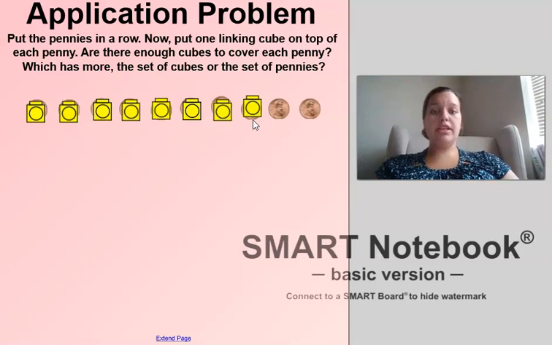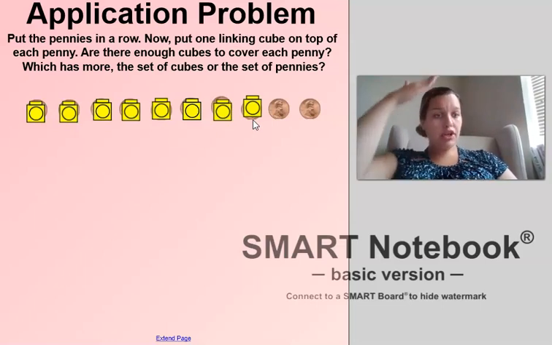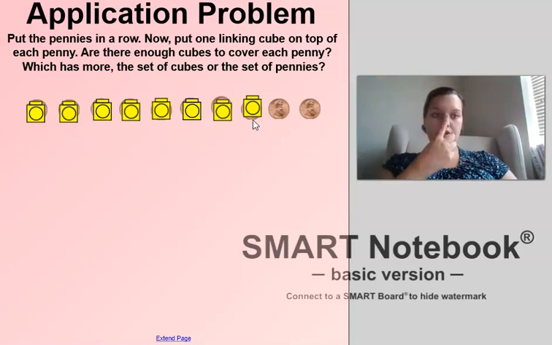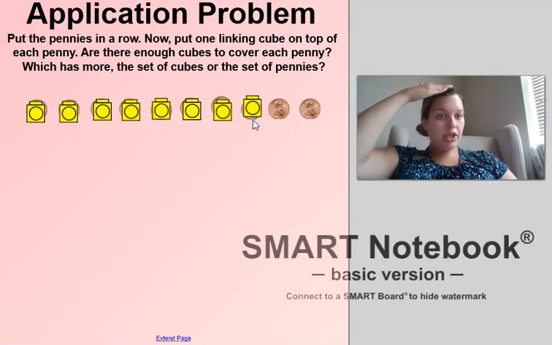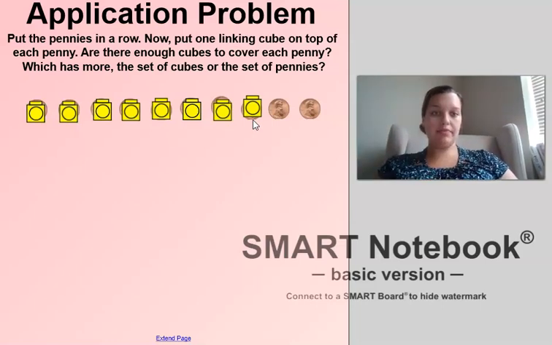No. Which has more? Are there more cubes or more pennies? Show me. More cubes or more pennies? If you put your hand on your nose, you're correct. There are more pennies. We don't have enough cubes.